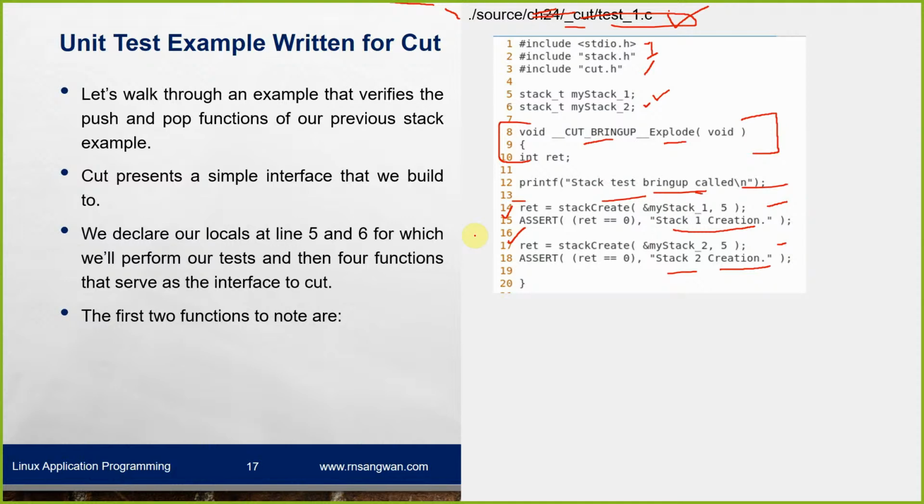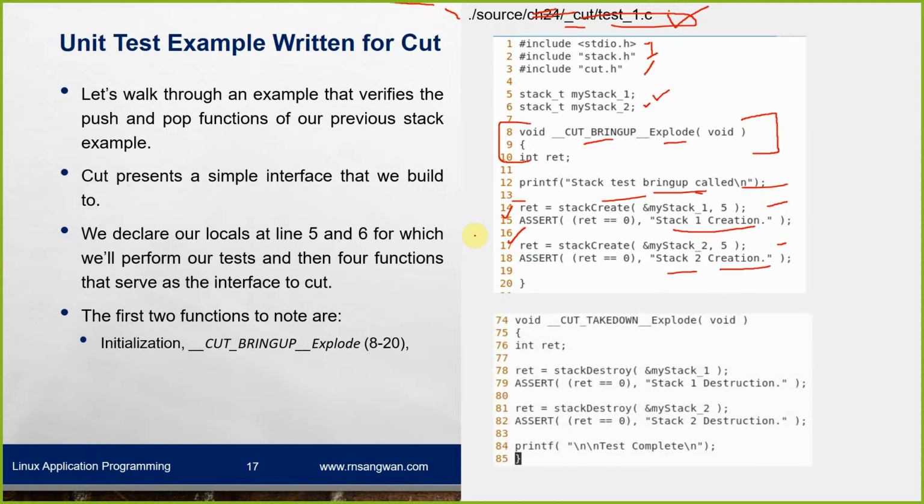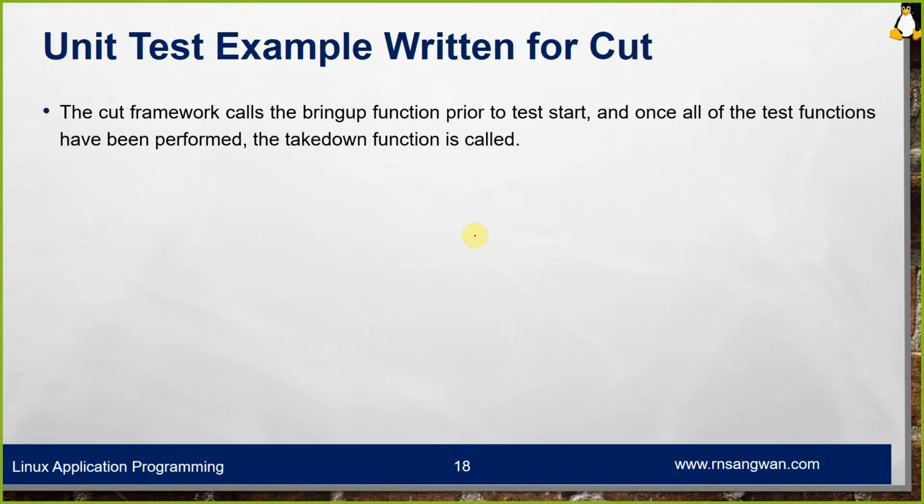The first 2 functions to note are initialization, that is cut underscore bring up, line number 8 to 20, and then the second part is the takedown after test execution, that is cut takedown, line number 74 to 85. They are actually to create and destroy. Bring up is to create, takedown is to destroy. The CUT framework calls the bring up function prior to the test start, and once all the test functions have been performed, the takedown function, meaning the destroy function, will be called.